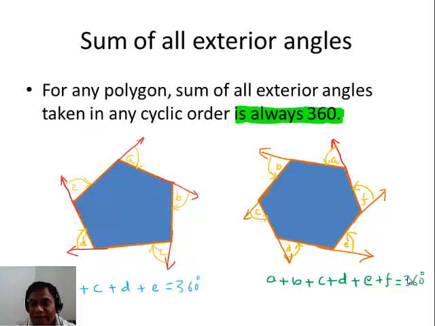And in the given hexagon, the sum of all exterior angles is 360 degrees. The order doesn't matter. You can take the order either in clockwise order or in anti-clockwise order. In the pentagon, you can see we have added all exterior angles taken in clockwise order, and in the hexagon you can see the sum of all exterior angles taken in anti-clockwise order is 360 degrees.